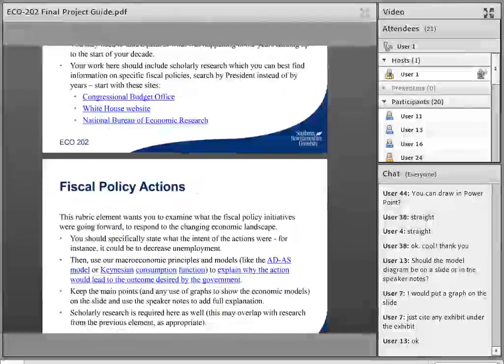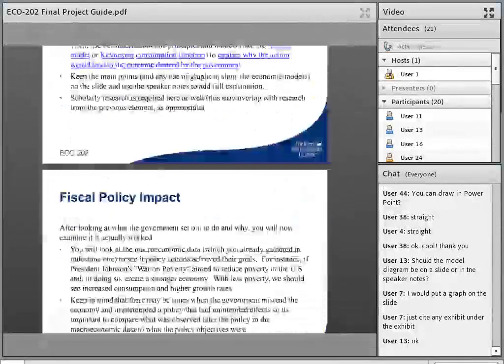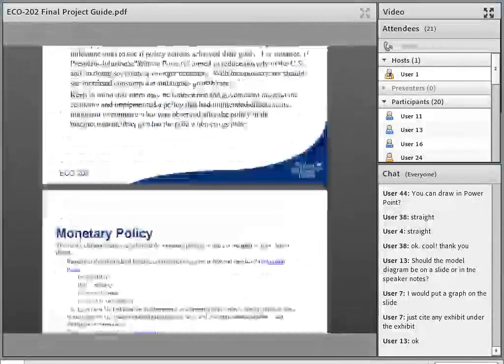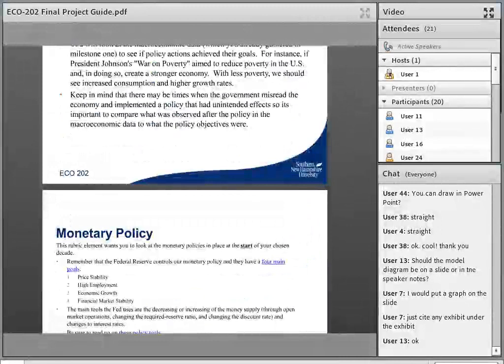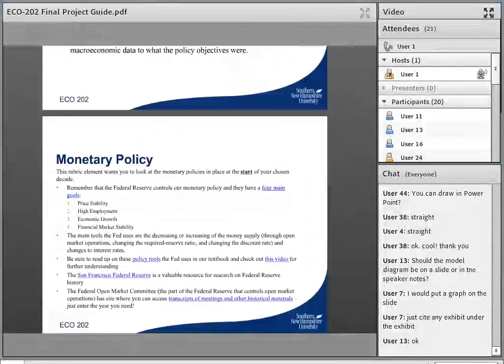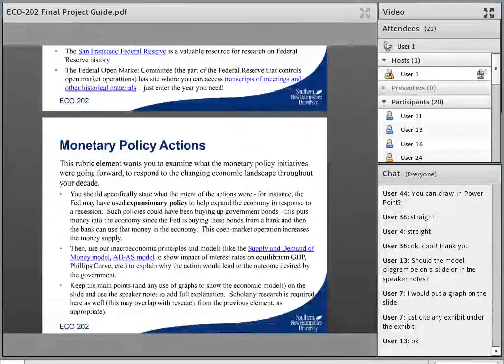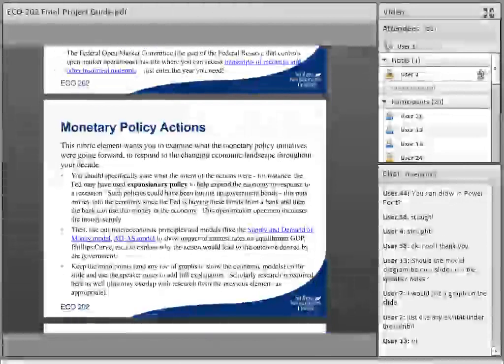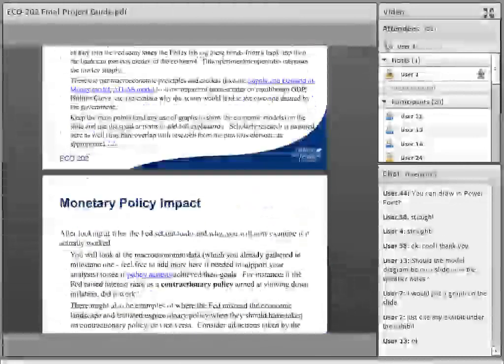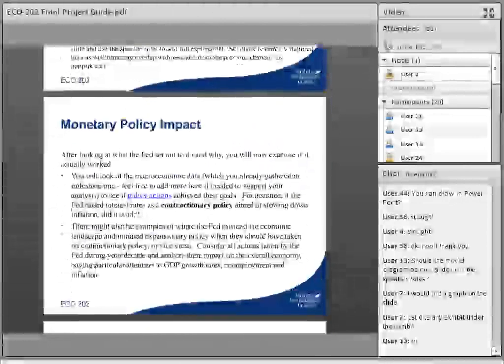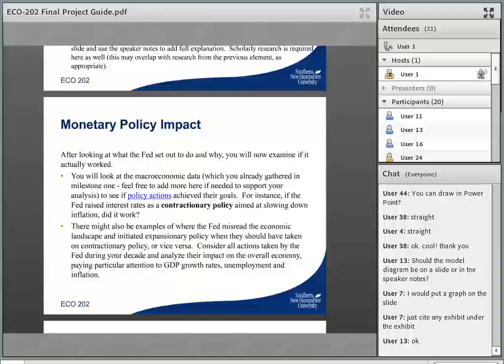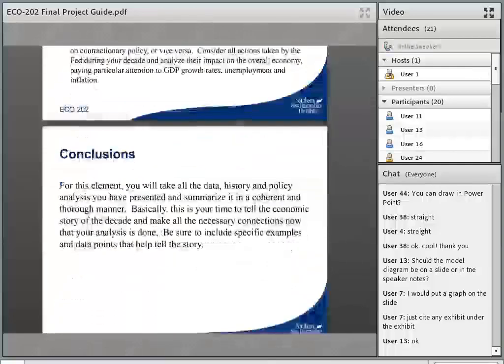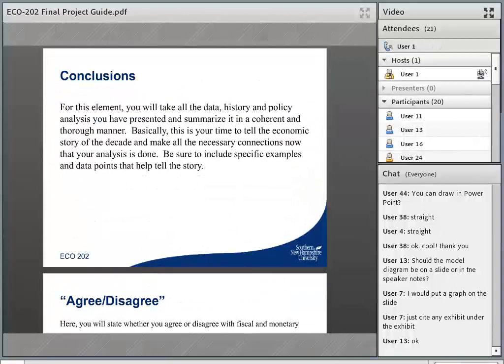So you notice what comes next when you're putting everything together is your fiscal policy stuff. So this was milestone 2. You got your fiscal policy at the start of your time period, then fiscal policy actions, the actions that were happening throughout, then the impact. And then right from there, we go into your milestone 3, which was monetary policy. I have an extra slide, don't worry about that. The actions, and then again, the impact.